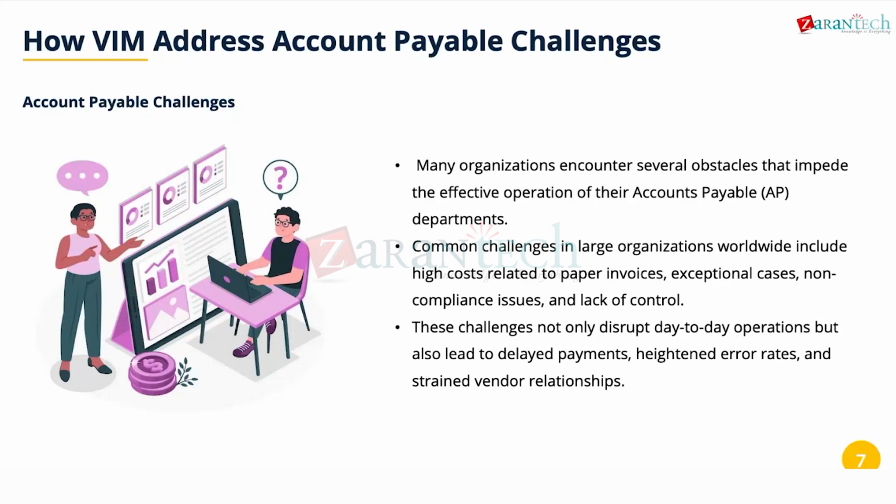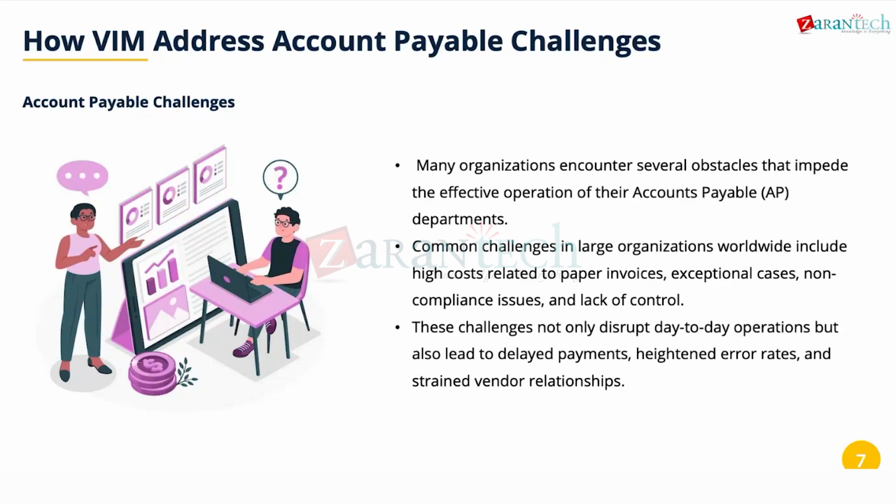Okay. And when they're dealing, I'll just run through this text here. The common challenges in large organizations worldwide include high costs related to paper invoices, exceptional cases, non-compliance issues, and lack of control. These challenges not only disturb day-to-day operations, but also lead to delayed payments, heightened error rates, and strained relationships. One more important parameter generally there too, like I was trying to tell you, is how much time it takes to post the invoice, and there is another parameter which they generally calculate, like how much cost it is to just post the invoice.